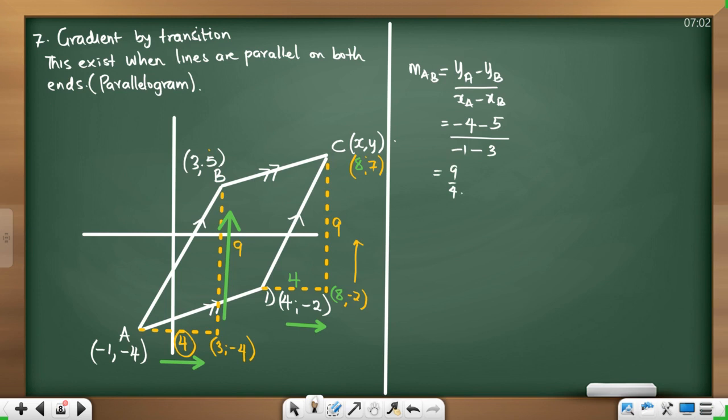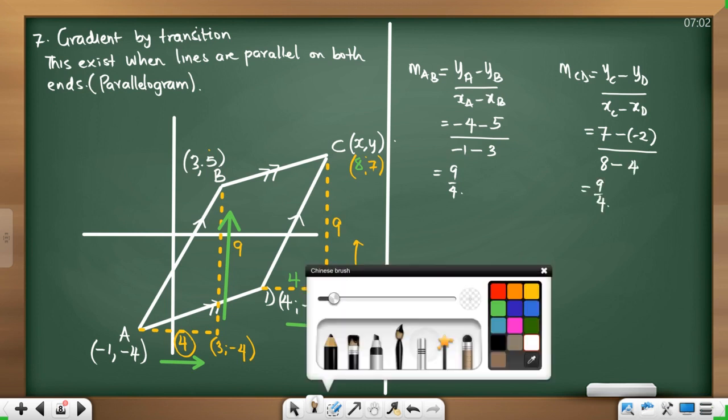Let's check with what we did. I'll re-explain again. The gradient of CD: YC minus YD over XC minus XD. What is the y value of C that we got? 7. What is the y value of D? -2. All right, that's my 9 already there. If you see, gradient is actually the shift. We got 9 and 4. What is the x value of C? X value of C is 8 minus, what is the x value of D? 4. Can you see that? 9 over 4. Perfect.